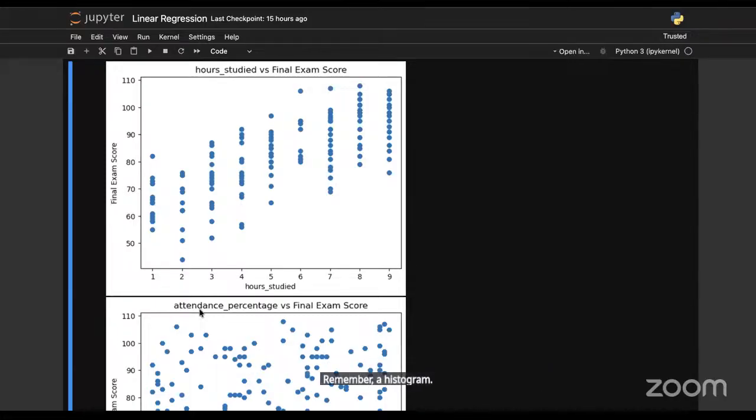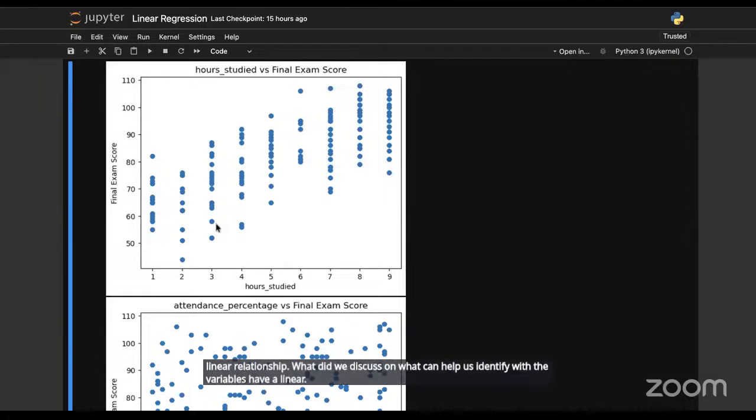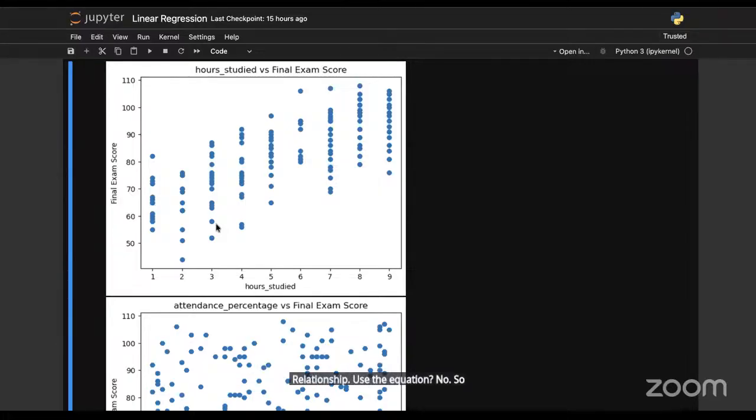Remember, a scatter plot is to see the trend of my data, and we tried that. It's not working. Now I want to see whether my variables have a linear relationship. What did we discuss that can help us identify whether variables have a linear relationship? Pearson correlation. All right.